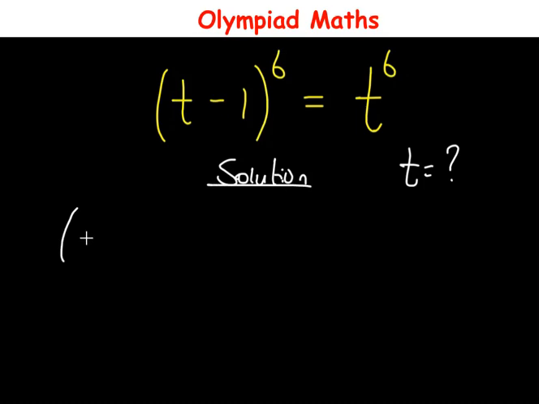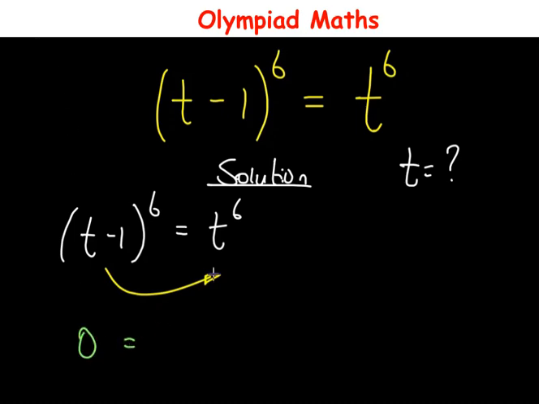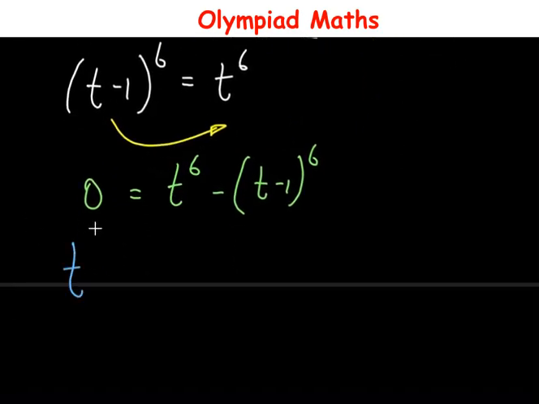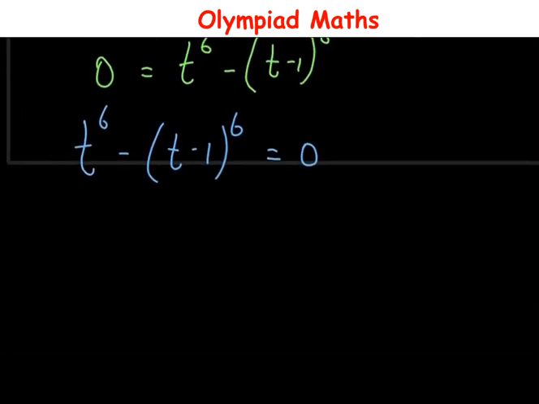So we have (t − 1)^6 = t^6. What we are going to do is move (t − 1)^6 over to this side of the equation, such that here becomes 0 = t^6 − (t − 1)^6. So therefore, we are arranging this. What we have is t^6 − (t − 1)^6 = 0.